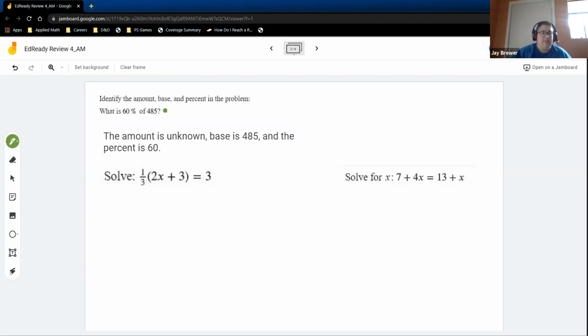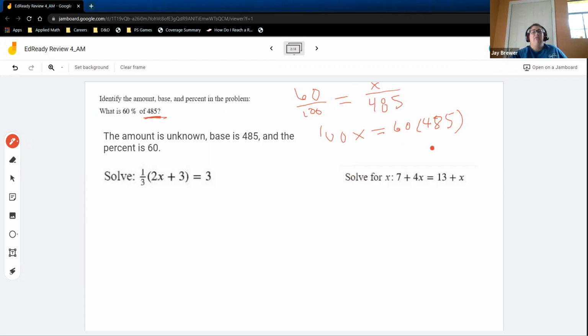If I were asking this problem, I would care more about how you solve that. So you're going to take 60%, so that would be 60 over 100 is equal to, when you see of, you know that's the base, so that's the bottom number. So then x is on top. And then you would cross multiply. So 100 times x equals 60 times your 485. Again, I'm not going to finish that because that's not really what the question is asking.